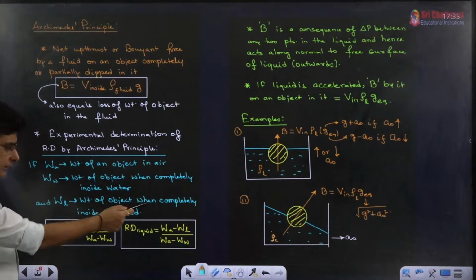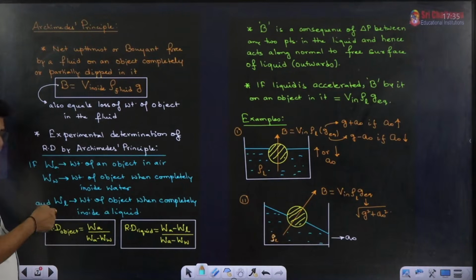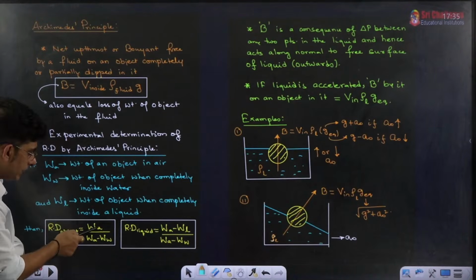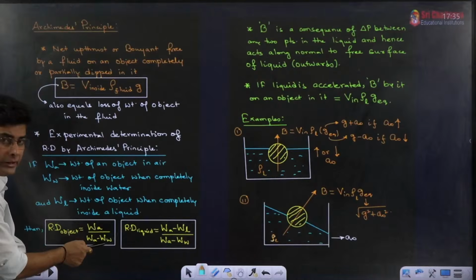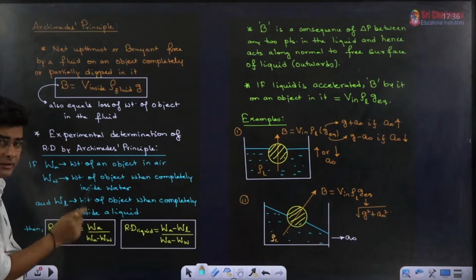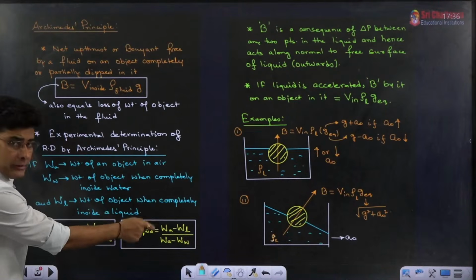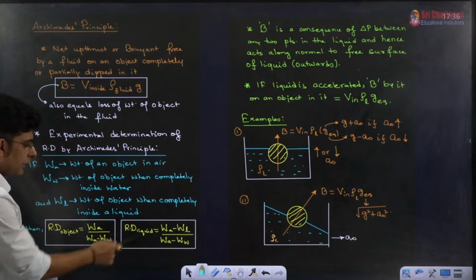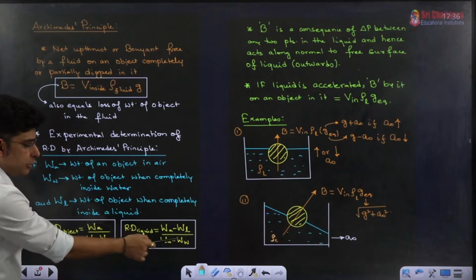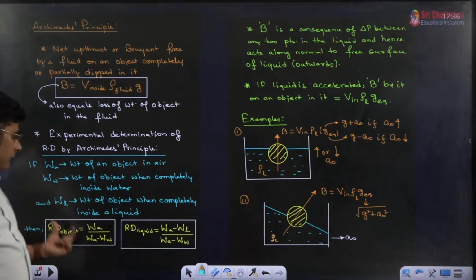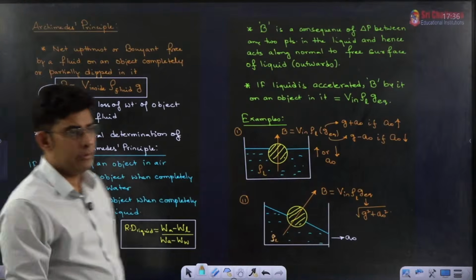And when the same object is completely submerged in a liquid, let's take the recorded weight as WL. Then relative density of the object by Archimedes principle simply becomes weight in air by loss of weight in water, means WA by WA minus WW. And relative density of the liquid will be loss of weight of the object in the liquid by loss of weight of the object in the water. So WA minus WL by WA minus WW, simple. These are two ways by which you can find relative density of the object as well as of a liquid.